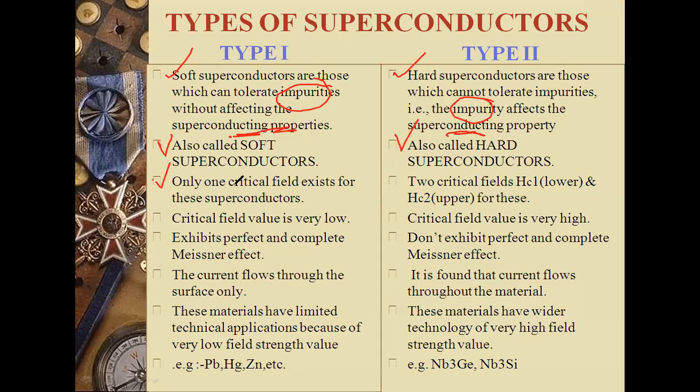Here only one critical field exists. Here two critical fields exist. Critical field is very low. Critical field is very high. This exhibits the Meissner effect completely. Here it doesn't. We can't expect a complete Meissner effect here. Current flows through the surface only here, the entire material here. And the applications are limited because of the low field. Here applications are very high.